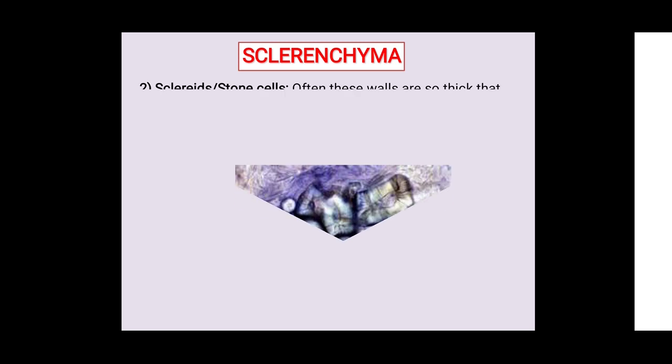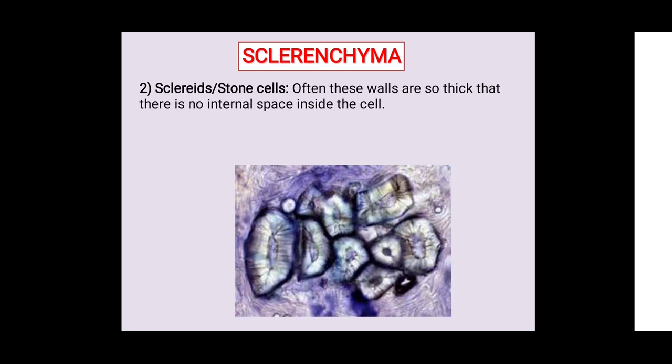For example, the husk of coconut. Then the second are the stone cells or sclerites, and they are so thick, the wall is so thick that there's hardly any space in the center, and you find them in the hard covering of seeds and nuts like walnuts, akhroat, and in the pulp of guava and pears.